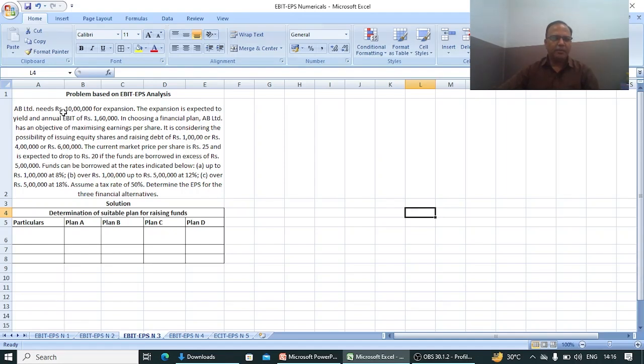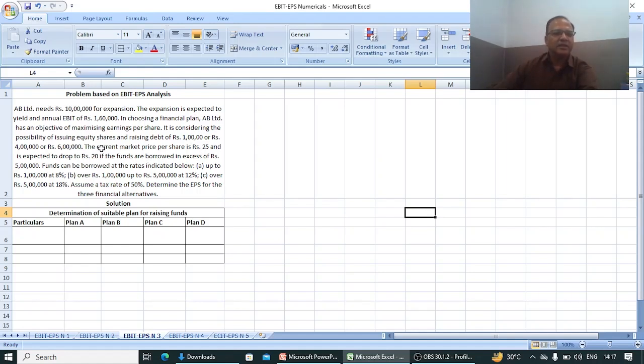Again I am repeating, company needs rupees 10 lakh. It is considering the possibility of issuing equity share and raising debt of rupees 1 lakh or 4 lakh or 6 lakh. It means company will collect rupees 10 lakh by plan A, raising debt of rupees 1 lakh and remaining by equity. In plan B, 4 lakh by raising debt and remaining by equity, and in plan C, raising rupees 6 lakh by debt and remaining by equity.